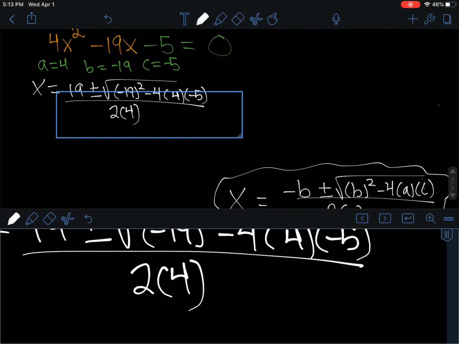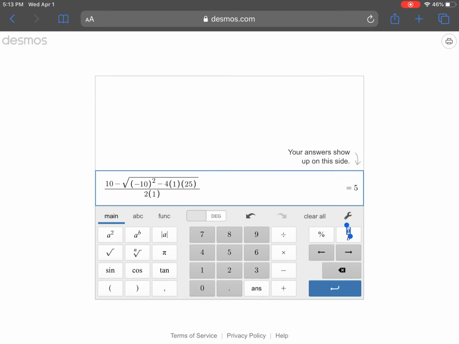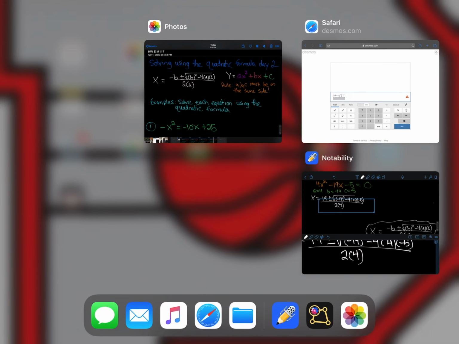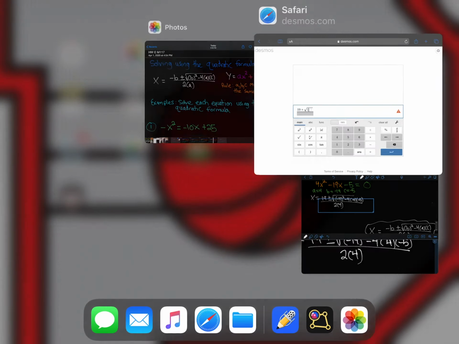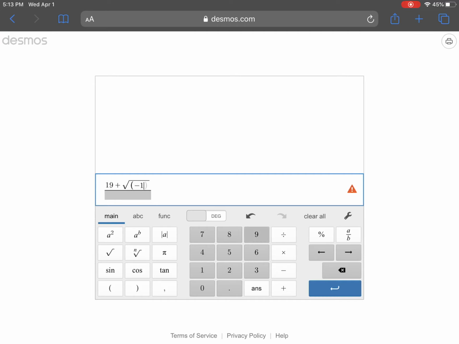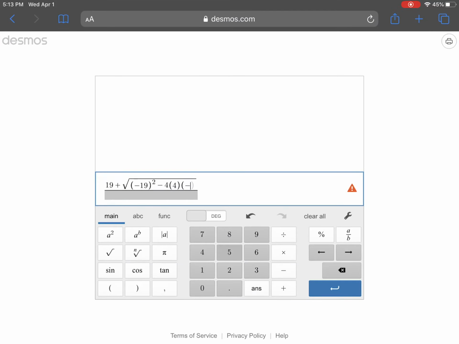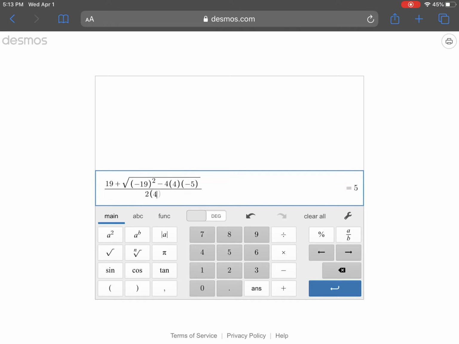So again, I'm coming to my calculator now, clear out what I had, a over b, 19 plus the square root of, it was 19, right? Yeah. Negative 19 squared minus 4 times my A was 4, so 4, and then my C was negative 5, all over 2A, which is, in this case is 2 times 4, not 2 times 1.